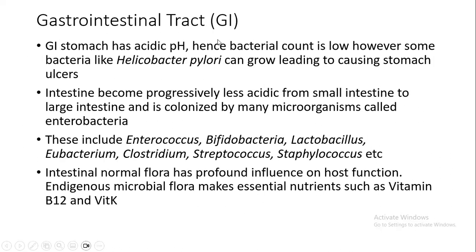Next is the gastrointestinal tract, also known as the GI tract. The stomach basically has acidic pH, and hence the bacterial load within the stomach is quite low. However, certain bacteria such as Helicobacter pylori can grow at acidic pH, hence they can grow in the stomach and can lead to stomach ulcers or even cancer.